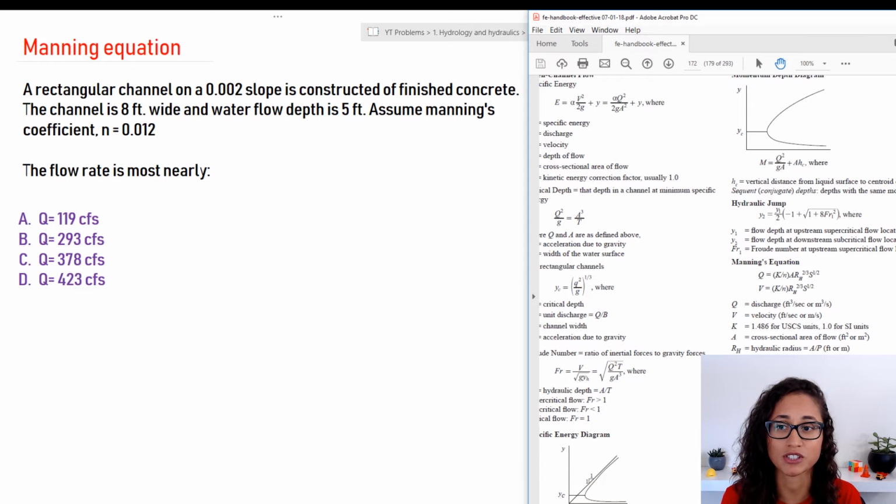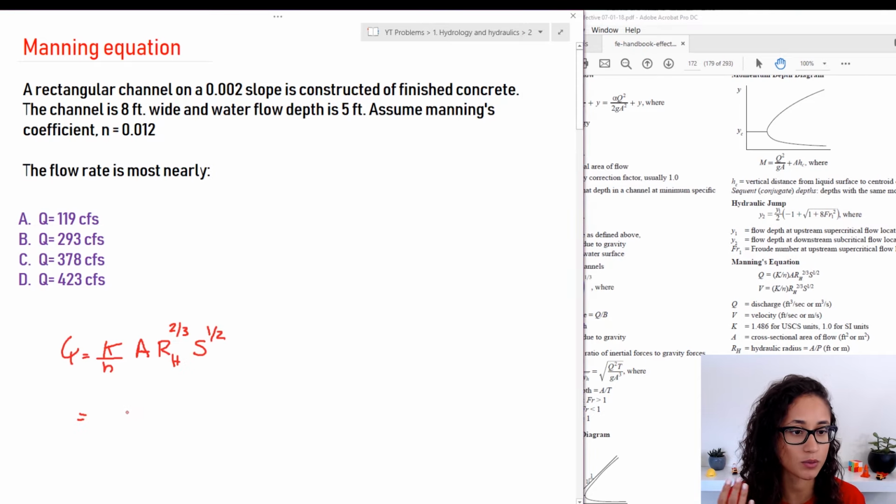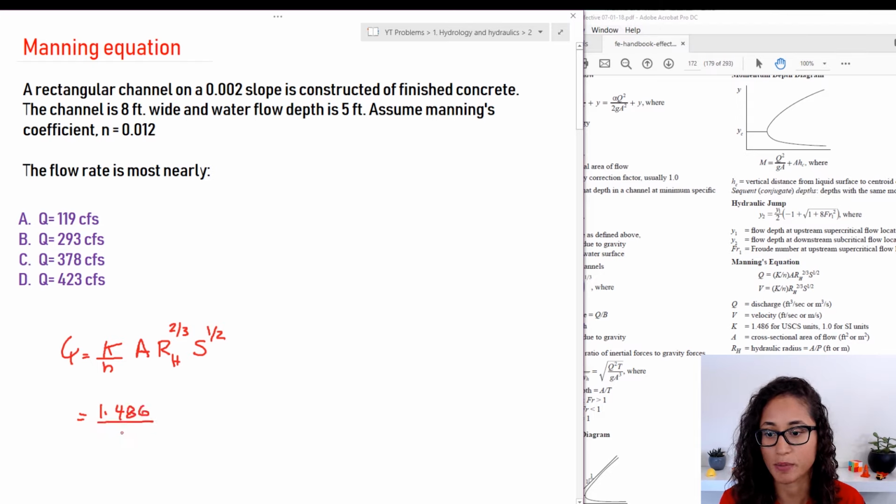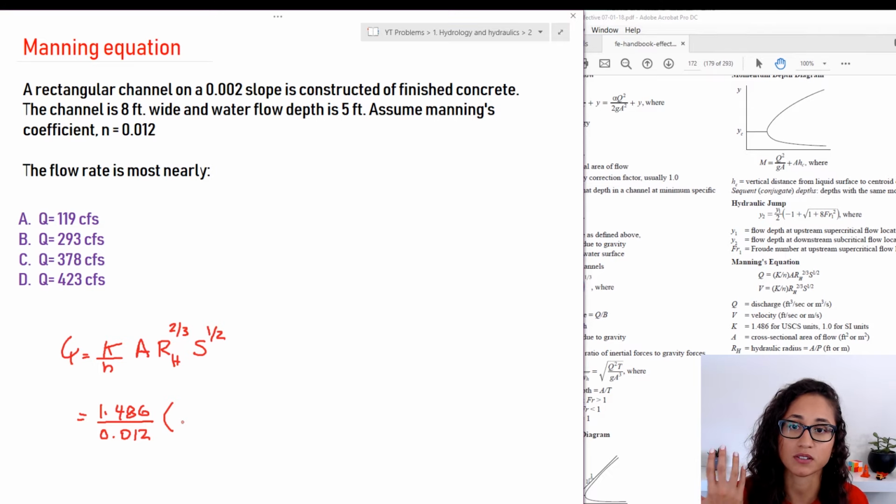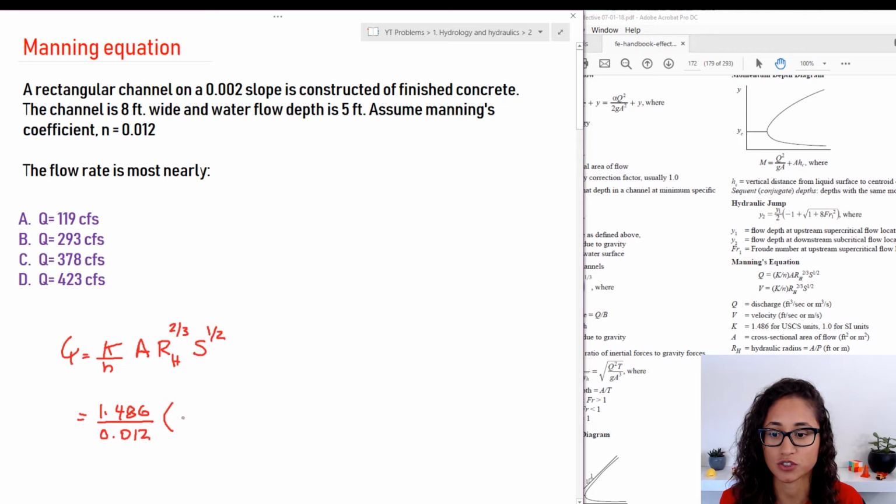So let me write the equation down so we can start plugging in the numbers and solving the problem. In this case, we have English units, so we're going to use 1.486, and then the Manning's n is 0.0112. Okay, so the area: we were given that the channel is 8 feet wide, that's the width of your channel, and the water flow depth is 5 feet. So the area is just going to be 8 feet times 5 feet. Note feet times feet gives us feet squared, so that's good. I always go back to the units to make sure they're right. It's really important for the FE exam.